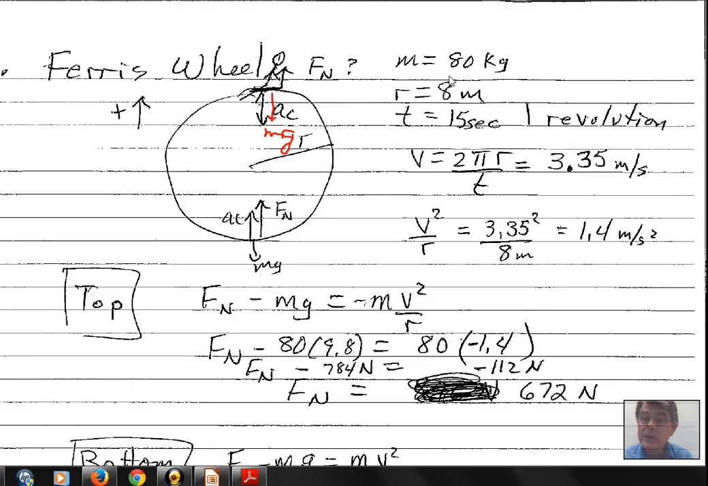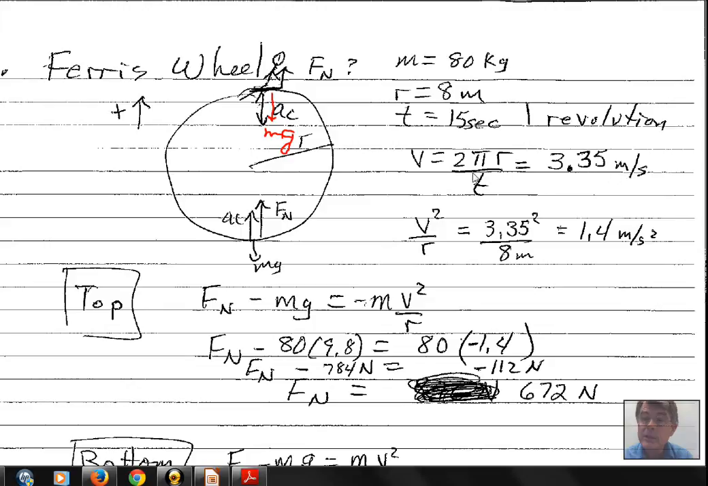The mass of the person is 80 kilograms. The radius for this particular Ferris wheel is 8 meters, roughly 24 feet. We're going to let the Ferris wheel go around once every 15 seconds, one revolution every 15 seconds. Well, we can find the magnitude of the velocity. The person goes around a circle. The circumference of the circle is 2 pi r, so 2 pi times the 8 meters divided by 15 seconds. That provides us with 3.35 meters per second, the velocity.